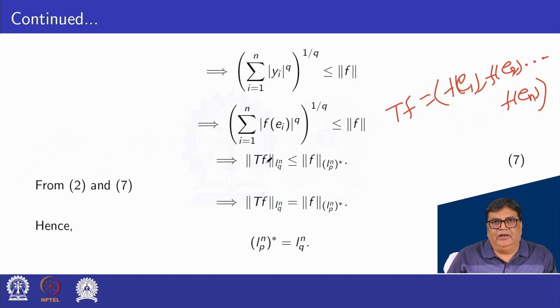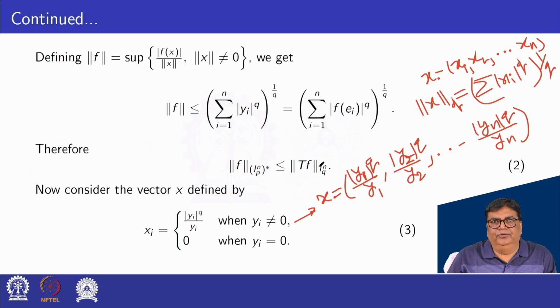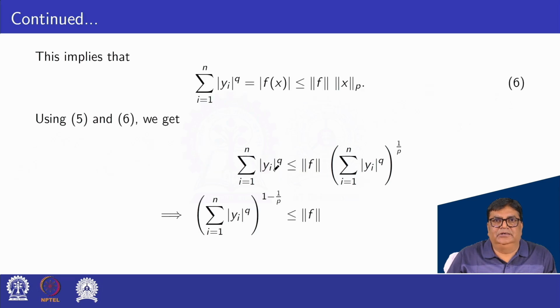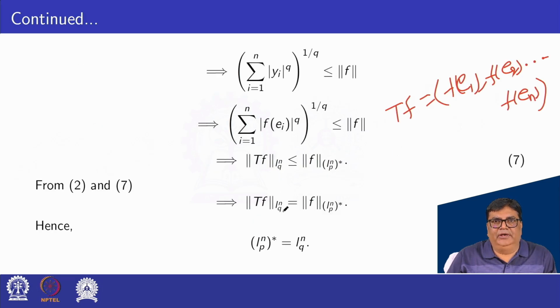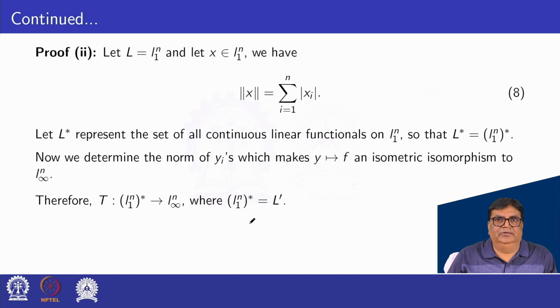Here in 7, norm Tf LQN less or equal to norm f, and in 2 just the reverse, f in LPN star less or equal to norm Tf LQN. Okay, so from equation 2 and equation 7, we have norm Tf equal to norm f. So LQN is LPN star here. So this is an isometric isomorphism. Hence LPN star is LQN. Hence the first is proved here.